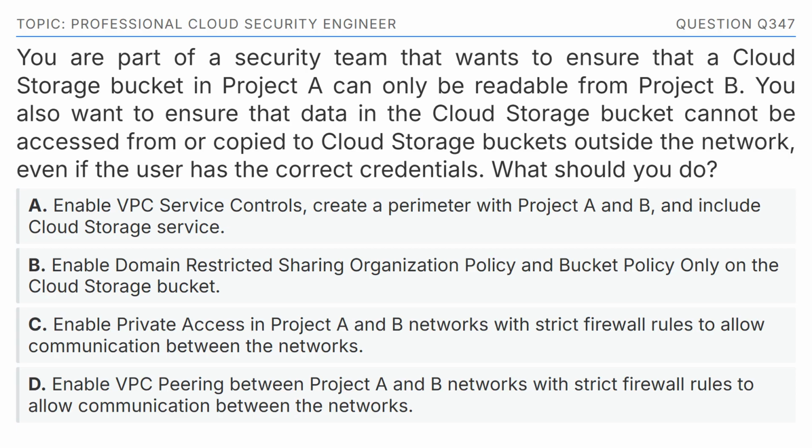What should you do? The options are: Option A, enable VPC Service Controls, create a perimeter with Project A and B, and include Cloud Storage Service. Option B, enable Domain Restricted Sharing Organization Policy and Bucket Policy only on the Cloud Storage Bucket. Option C, enable private access in Project A and B networks with strict firewall rules to allow communication between the networks. Option D, enable VPC peering between Project A and B networks with strict firewall rules to allow communication between the networks.